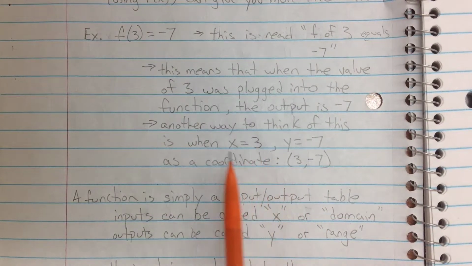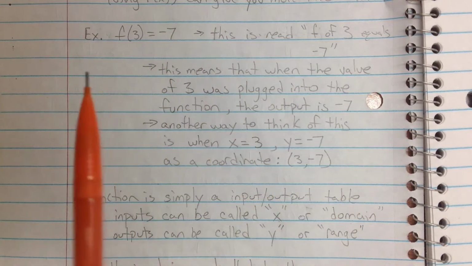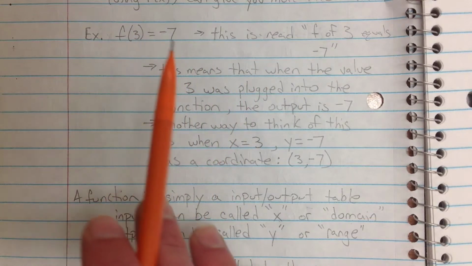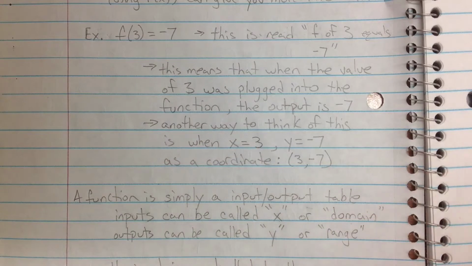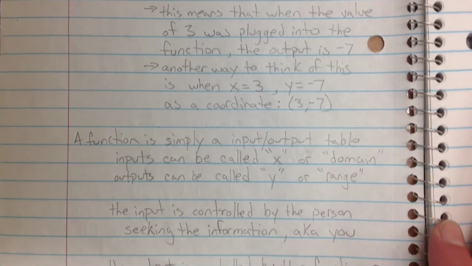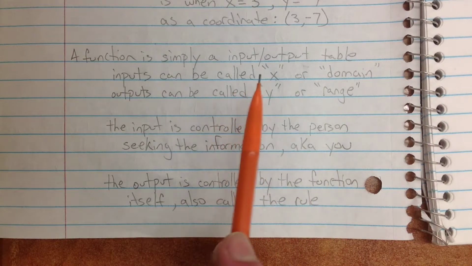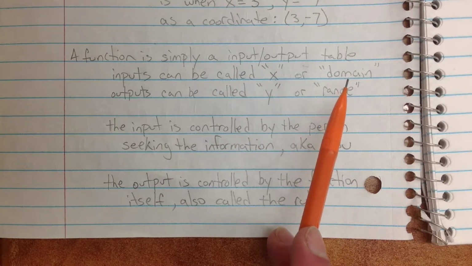So make sure you understand that functions don't keep the inputs and the outputs separate. They come together as a pair. You have an input, and then you have an output that goes with that input. Now, the inputs and the outputs can go by different names. You can call them x's. The fancy name to say inputs is domain.